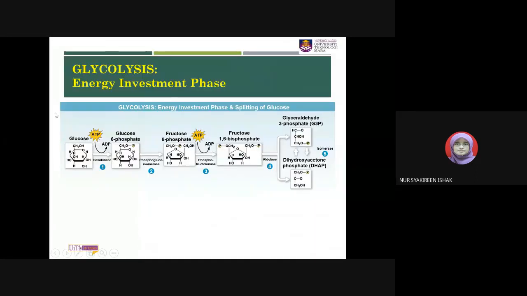So this is the whole reaction, the first 5 reactions of the first phase, which is the energy investment phase. Reaction 1, reaction 2, 3, 4, and 5. In the initial reaction, glucose enters, and then at the end of the fifth reaction, it produces 2 molecules of G3P, which enter reaction 6 in the second phase.